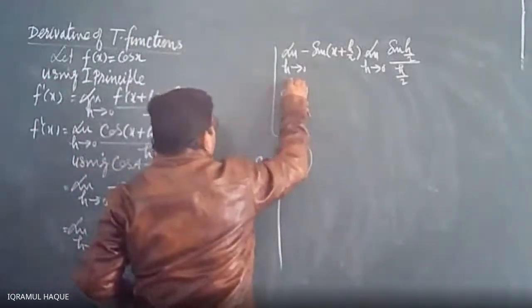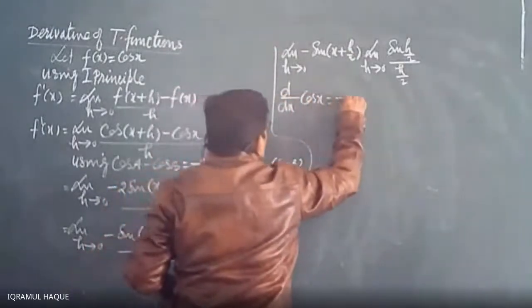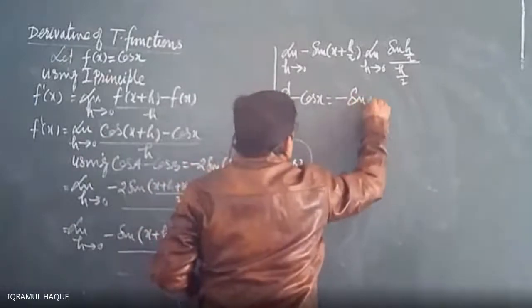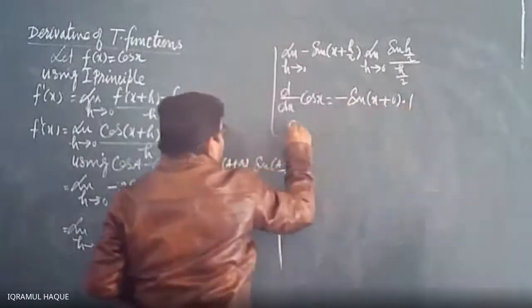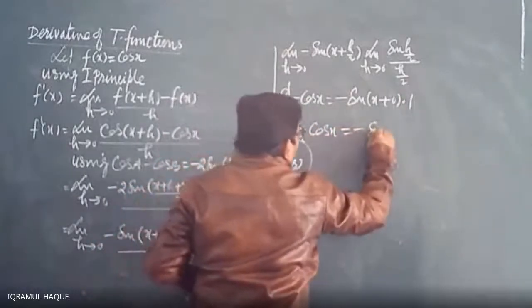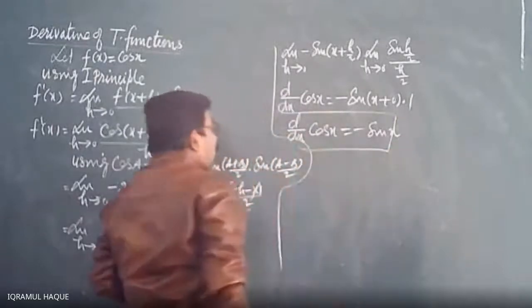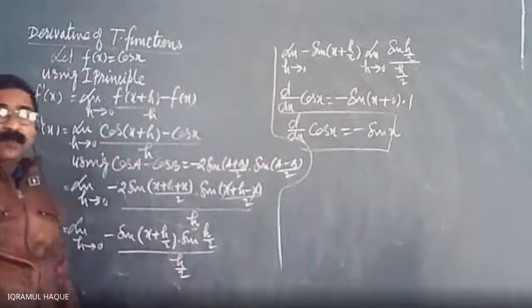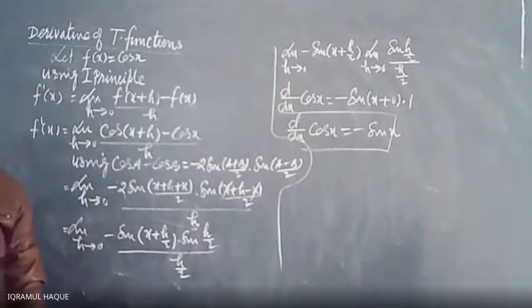We have d/dx of cos x is equal to minus sin(x + 0) into 1. So we have d/dx of cos x is equal to minus sin x. This is the derivative of cos x. Derivative of cos x is minus sin x. These are important terms to be learned.